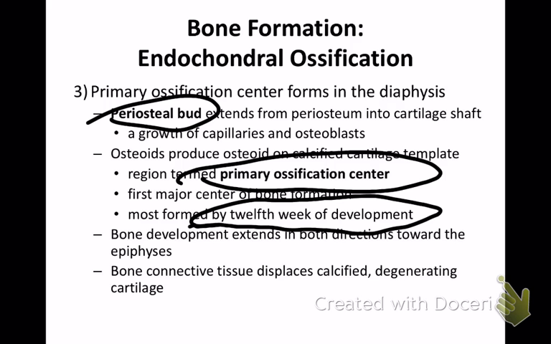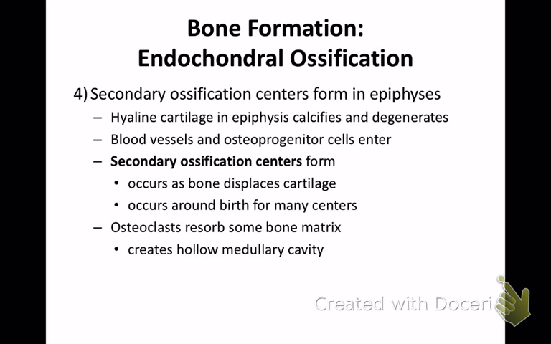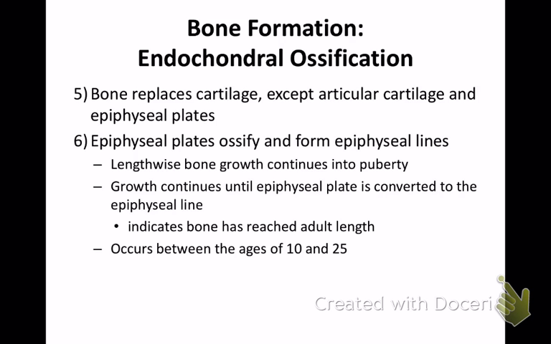Okay, cartilage degenerates, osteoclasts remove it, and then it's going to be replaced by bone. So our secondary ossification centers are in the epiphyses. The bone is going to displace the cartilage as it did in the shaft. The difference is we're not going to have a hollowed out medullary cavity, not in the middle of the epiphysis. Instead, what we're going to have there is spongy bone is going to persist.